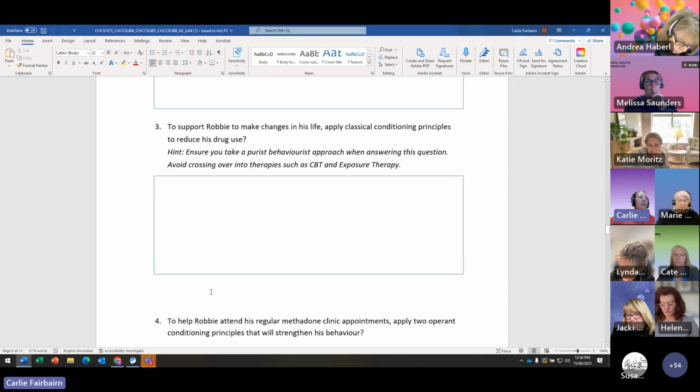To support Robbie to make changes in his life, apply classical conditioning principles to reduce his drug use. That shouldn't be a question. So here you need to make sure we're just using classical conditioning principles for Robbie to make changes in his drug use. So we want to reduce the drug use. So we're using classical conditioning principles.